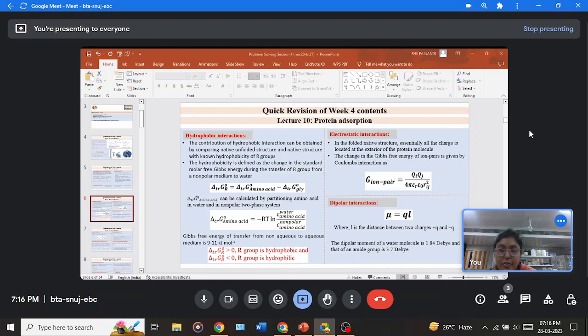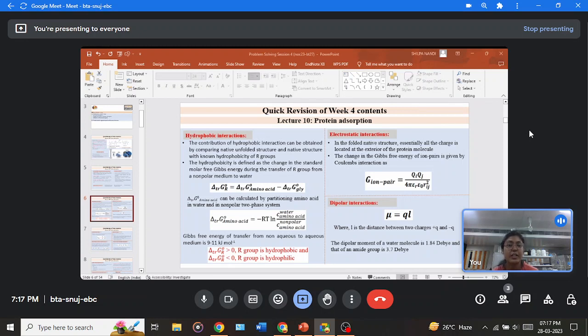So next, the Gibbs free energy of transfer from non-aqueous to aqueous medium is approximately around 9 to 11 kilojoule per mole. So if this Gibbs free energy is greater than 0, the R group can be termed as hydrophobic, and if it is less than 0, the R group is termed as hydrophilic in nature.